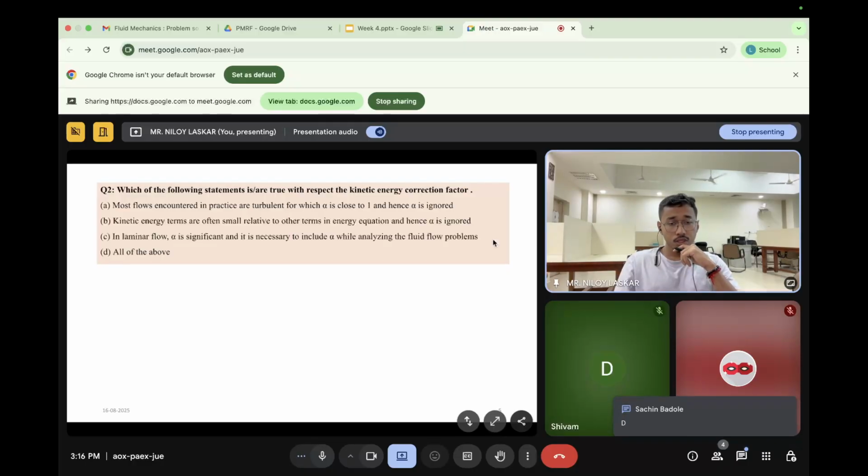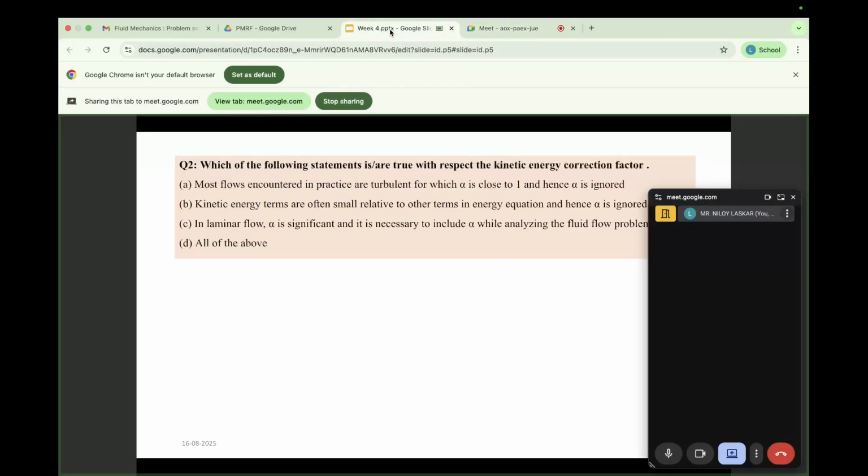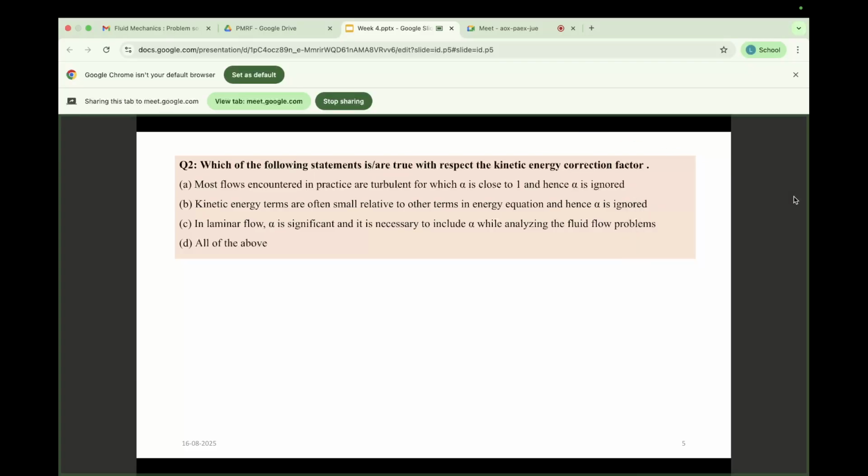So Sachin said option D. Yes, Sachin is correct. Option D is the correct option. So let me explain this for you.